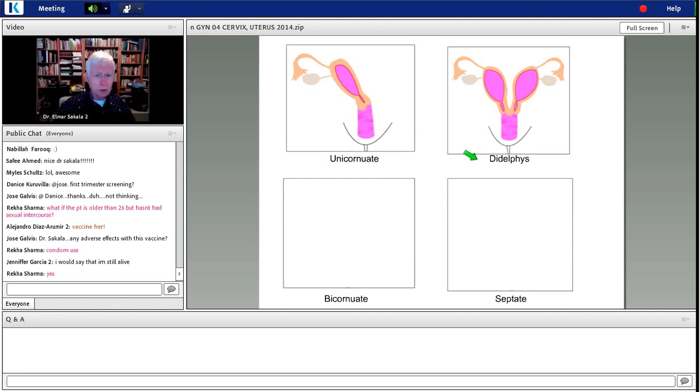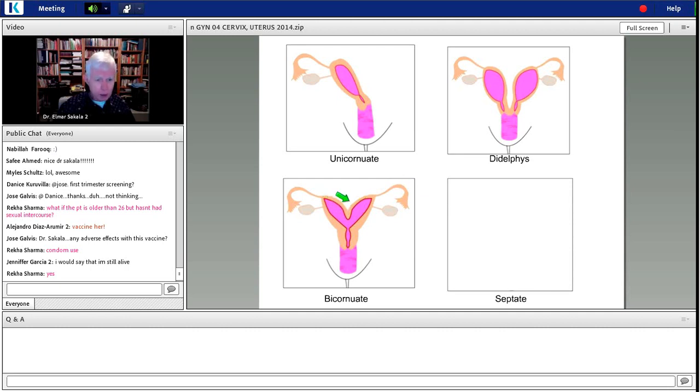This is a unicornuate uterus. This is a didelphys uterus. Let's look at a bicornuate uterus. Now, here we have formation on both sides. We have partial fusion, but here we have a septum, and it is a thick septum. Now, what happens here is sometimes you can have the baby on one side and the placenta on the other side. Malpresentation is very common. 50% of these will also go into labor early.